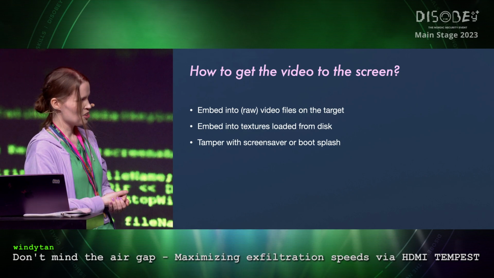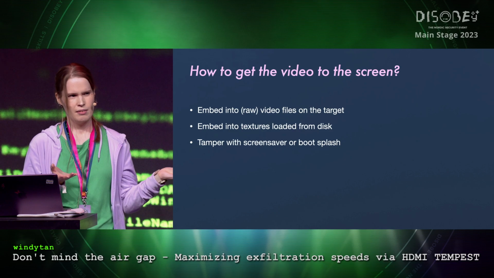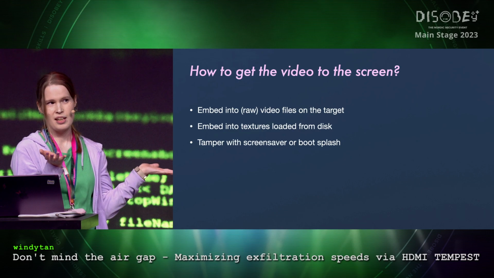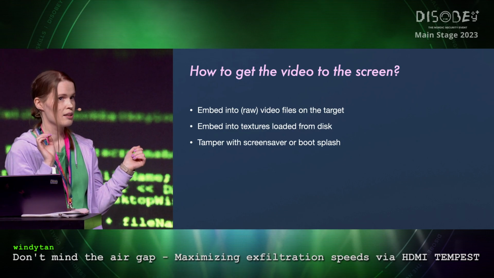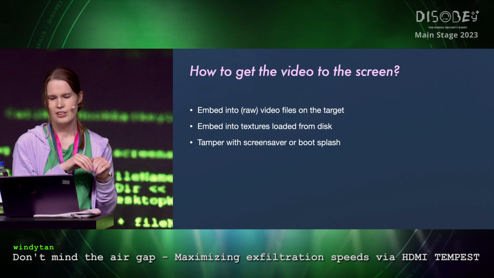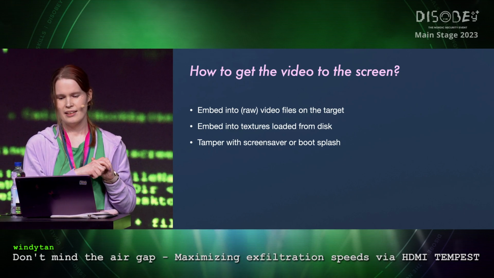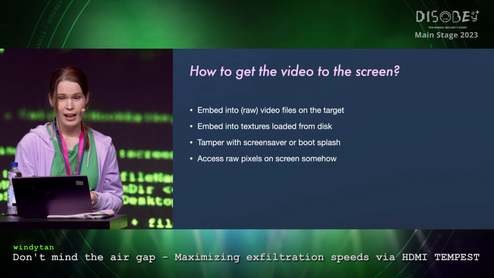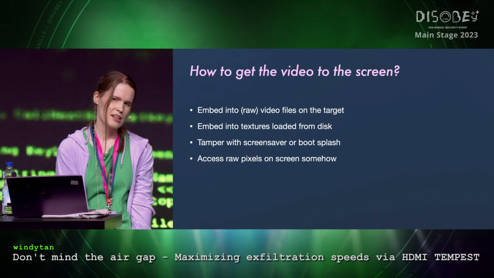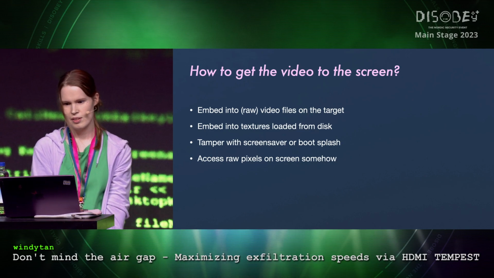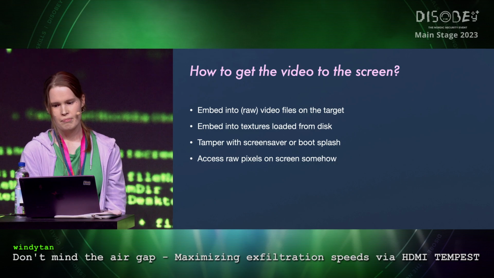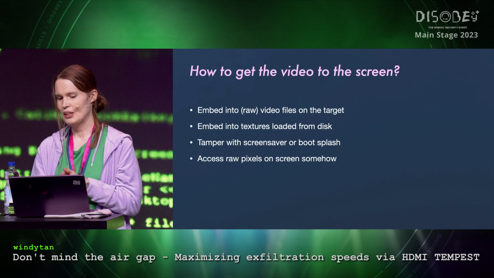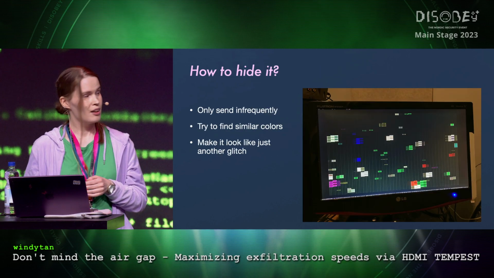Or maybe the boot splash, because in optimal conditions, one frame can contain, I would say, 2.5 kilobytes of data. So you don't need to keep it there very long if you can compress your data very well. And of course, you could maybe come up with some way to access the raw pixels on the screen. But as you saw, the red screen looks pretty conspicuous, let's say. How could we hide it?